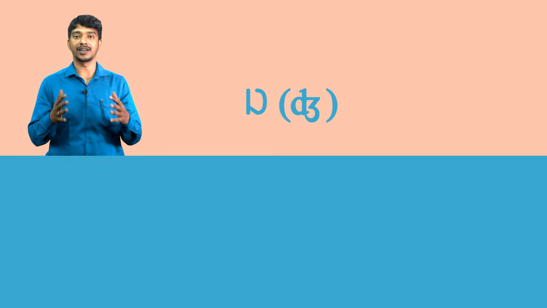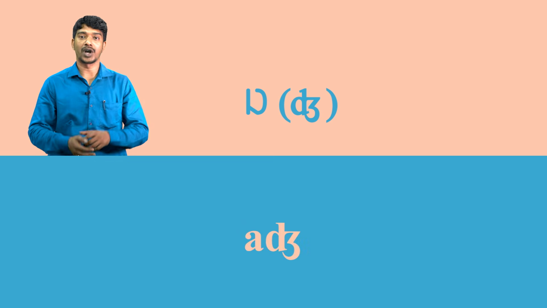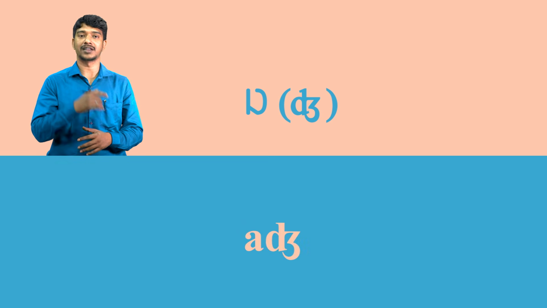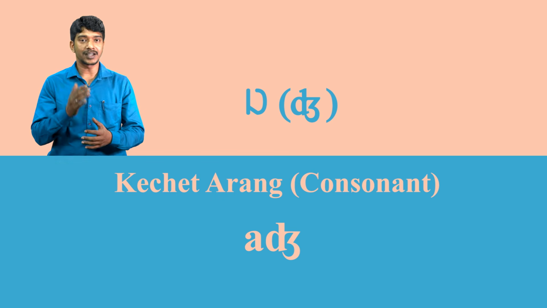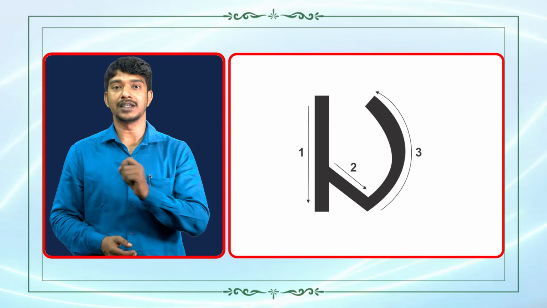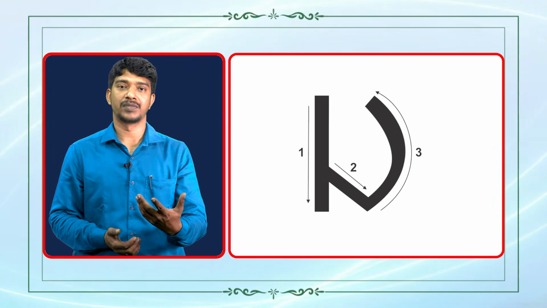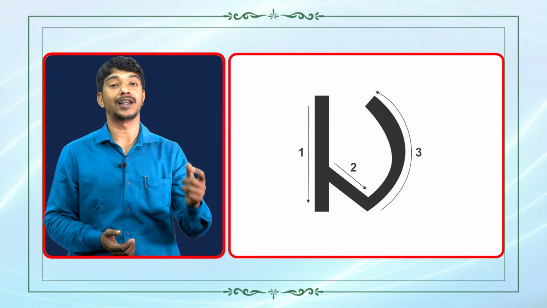The third letter of the set we have here is I. This letter is pronounced I in Santali. It is a consonant. In Santali, it is called Kechet Arang. I is framed as the picture of someone indicating him or her by the left hand.